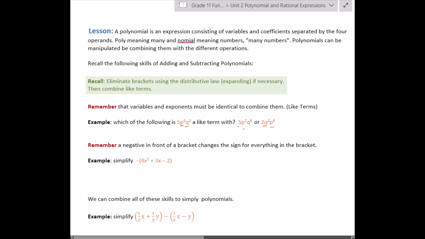Well, here we have 5 and the order of p and q is the same. That's not what matters. What matters is the exponent of the variable, and you have the same variables. So these two terms are like terms.